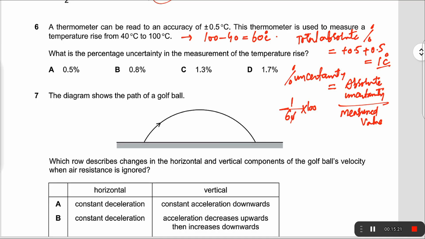This will be, I think, 10 divided by 6. That is 1.66. Approximately this value is equal to 1.7%. You understand it very well. I hope you understand it very well.